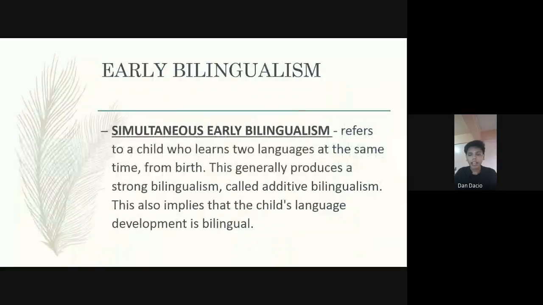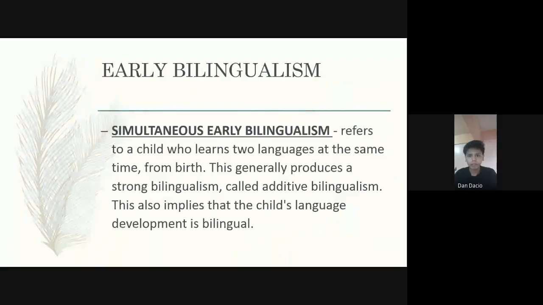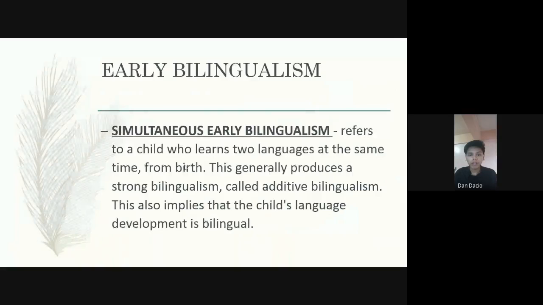So let's identify or define each type of bilingualism. So let's start with early bilingualism. Under that is simultaneous early bilingualism. Simultaneous early bilingualism refers to a child who learns two languages at the same time from birth. So in this type of bilingualism, the two different languages were learned by a child from birth. For example, let's say a 4-year-old child was able to learn already Filipino and English. So that's what we call simultaneous early bilingualism.